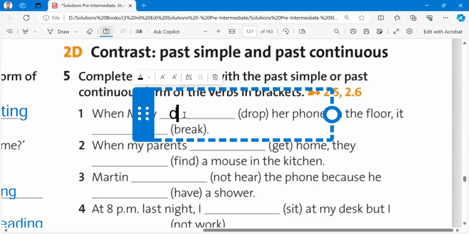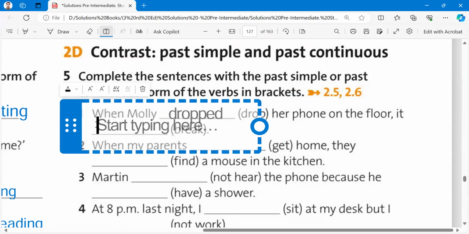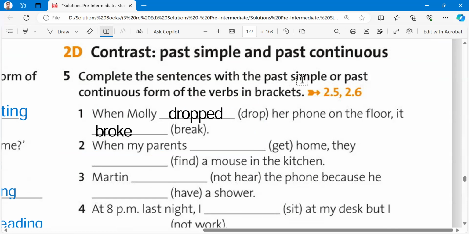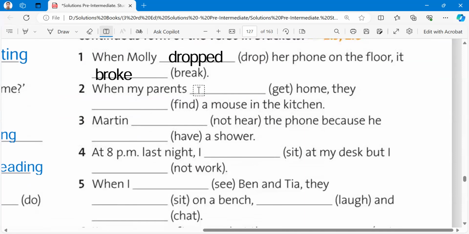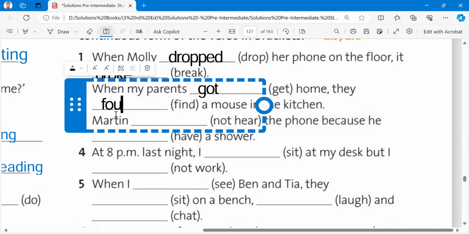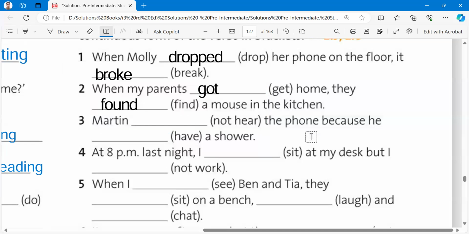When Molly dropped her phone on the floor, it broke. Again, it's kind of actions which happen in a sequence, right? When Molly dropped it, first she dropped it and then it broke. When my parents got home, they found... sequence again, it happened in sequence.